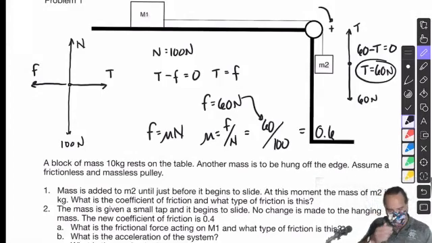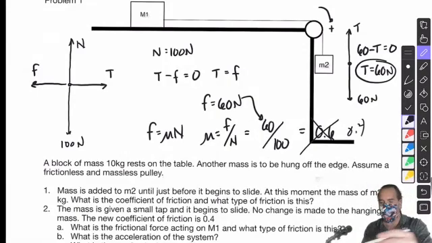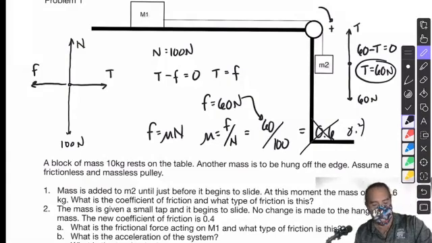All right, question number 2. The mass is given a small tap, and suddenly the coefficient of friction changes from 0.6 to 0.4. That's going to change everything. It's going to change the tension. It's going to change the friction. It's going to change the acceleration of the system. And I bet they're going to ask for all of that. They sure are. What kind of friction is this? It's moving now, so it's kinetic friction.